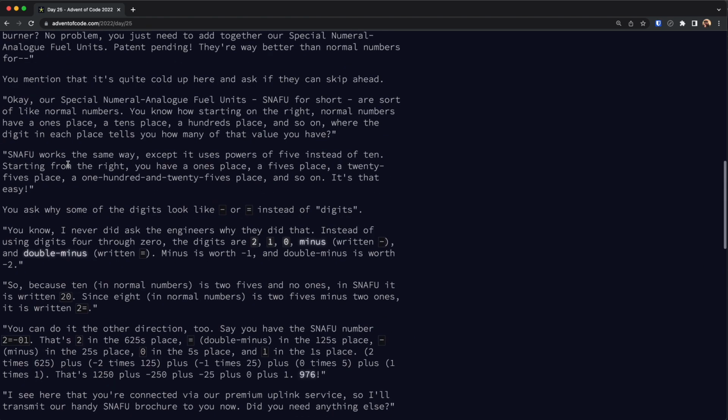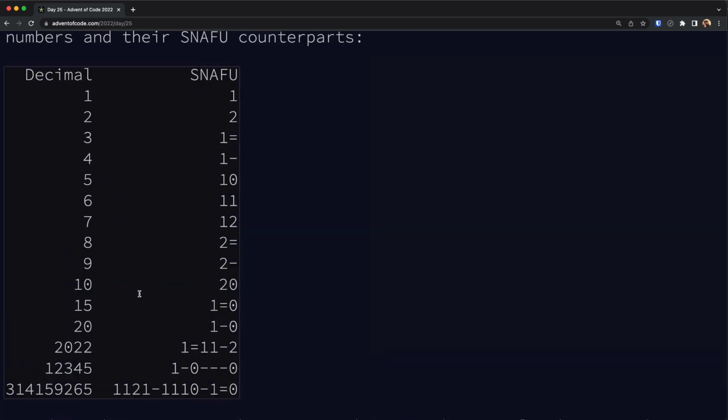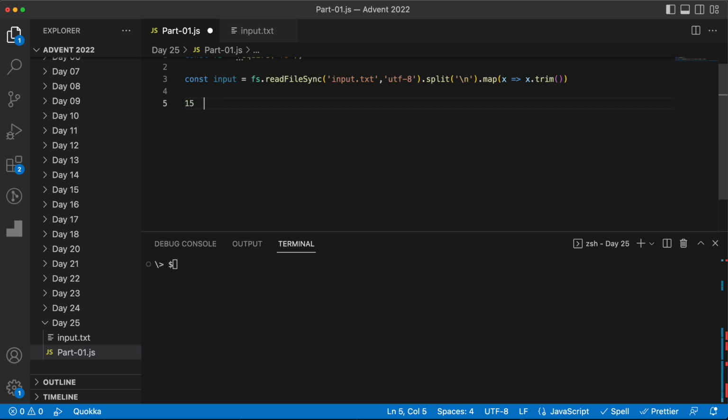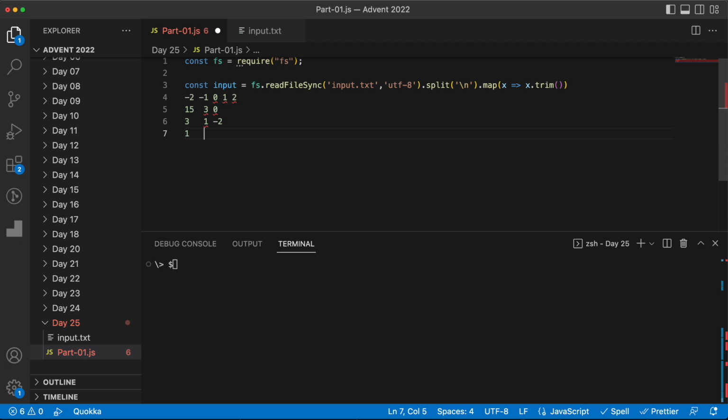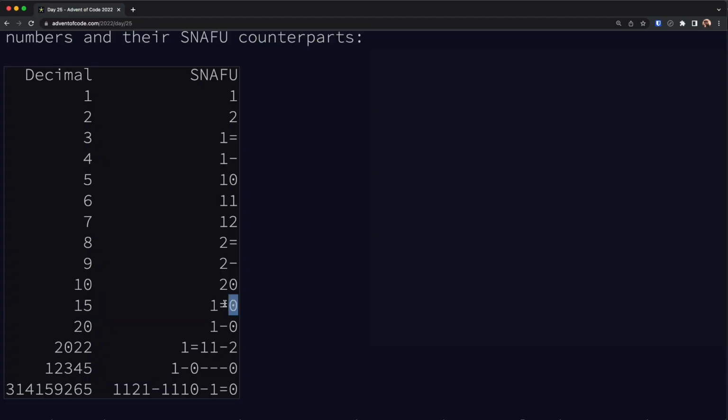So something like maybe 15. 15 divided by 5 is 3 with the remainder of 0. Then we have 3 divided by 5 is 0 with the remainder of 3. 3 is not valid in the SNAFU system. We have only minus 2, minus 1, 0, 1, and 2. So we need to subtract 5 from this. This will become minus 2, and add 1 to the next digit. And then we have 1 divided by 5 is 0 and the remainder is 1. So our final number will be 1, minus 2, 0, or 1 equal sign 0, as we have here.